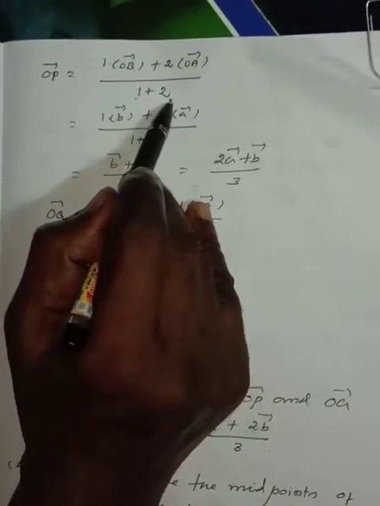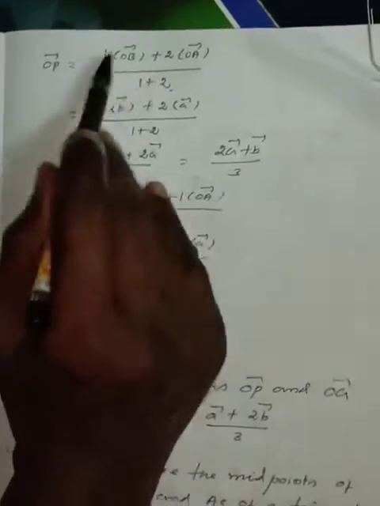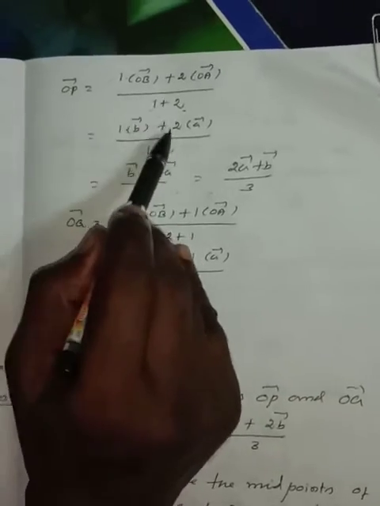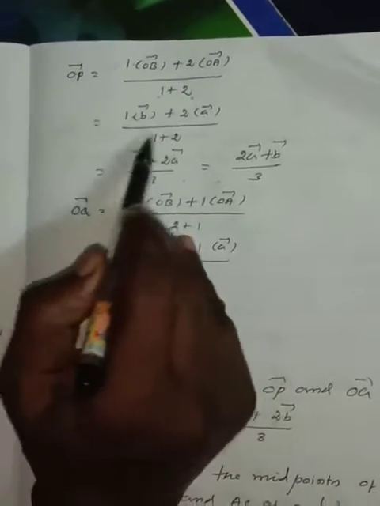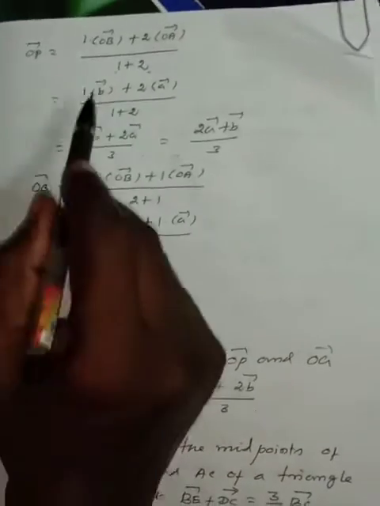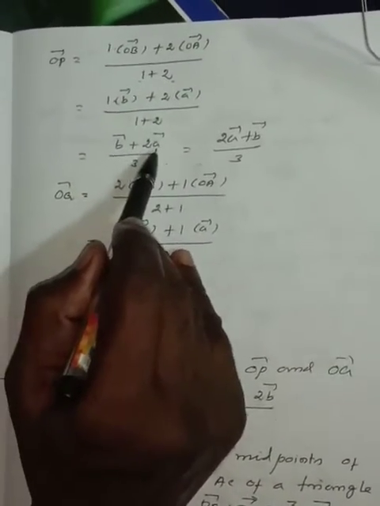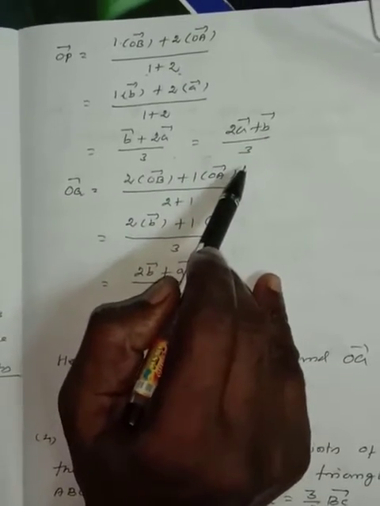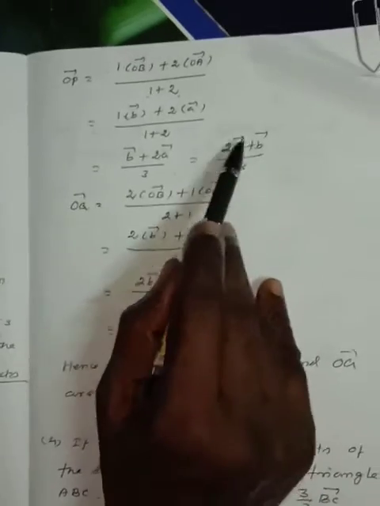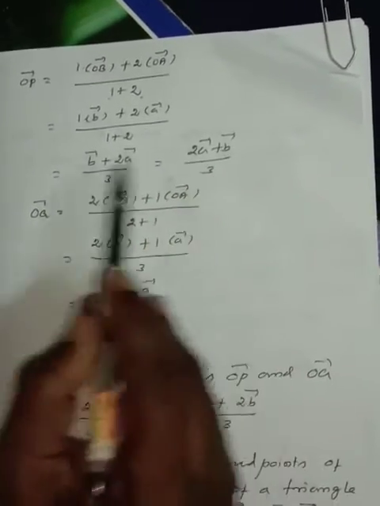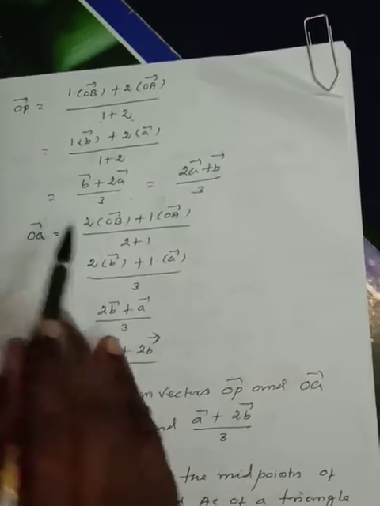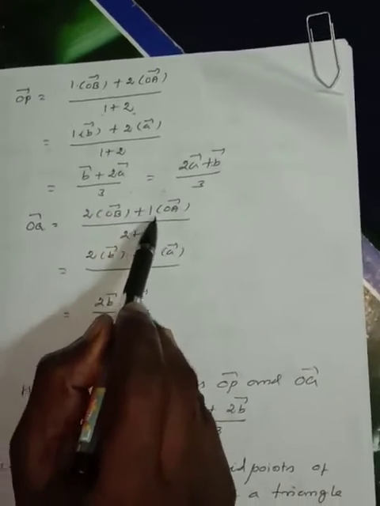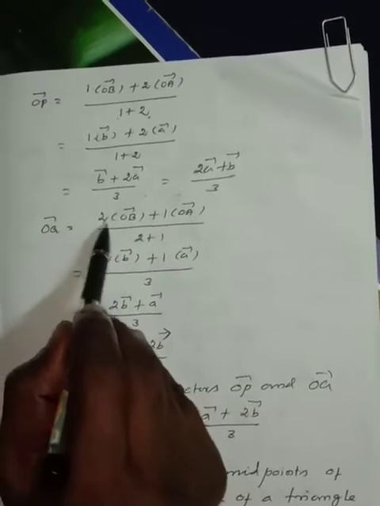Now this is 10th standard level. 1 into vector OB is vector B, plus 2 into vector OA is 2 vector A, whole divided by 1 plus 2. So vector B plus 2 vector A, divided by 3. This can be written as 2A vector plus B vector divided by 3. OP vector is 2A vector plus B vector divided by 3. Now OQ vector, in the ratio 2:1, so 2 into vector OB plus 1 into vector OA, whole divided by m plus n.